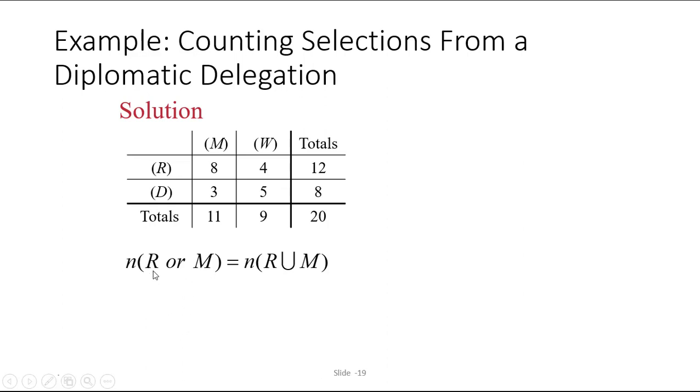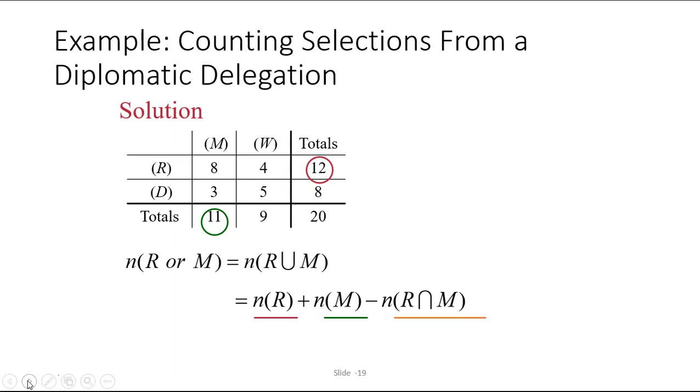So if we're trying to find the number that are either Republican or men, then we know that since it's an OR, it's going to be the additive counting principle. So we're going to count the number that are Republicans plus the number that are men, but we have to subtract off any overlap. Well, the number that are Republicans is 12. The total number that are men is 11. And the total number that are both Republican and men is 8. So we have 12 plus 11 minus 8, which is equal to 15, who are either Republican or male or both.